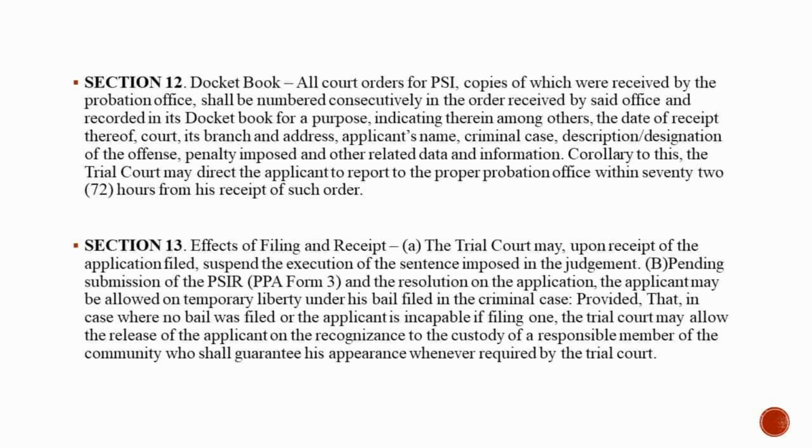Section 12, docket book. All the records and orders for PSI, copies of which were received by the probation officer, shall be numbered consecutively in the order received by the said officer and recorded in a docket book for the purpose, indicating therein, among others, the date of reception thereof, the court, its branch and address, the applicant's name, criminal case, description or designation of the offense, penalty imposed, and other related data or information.